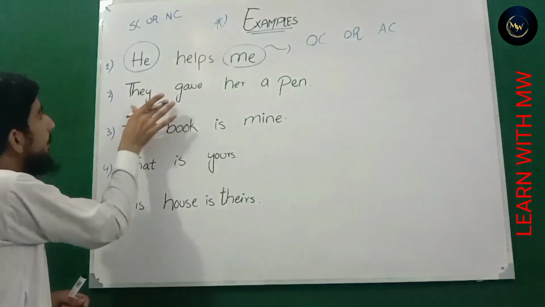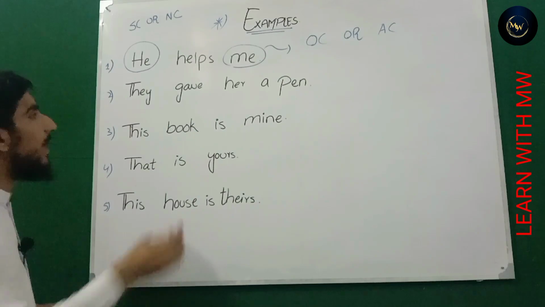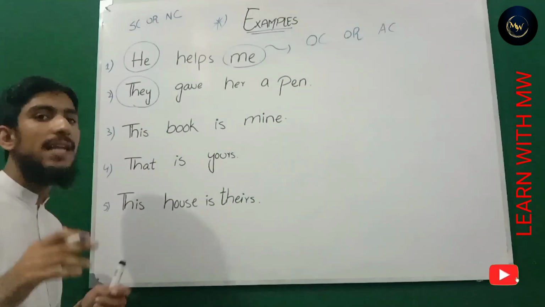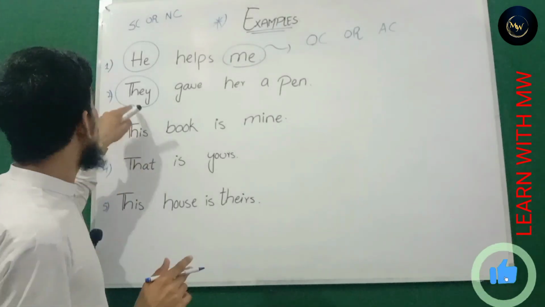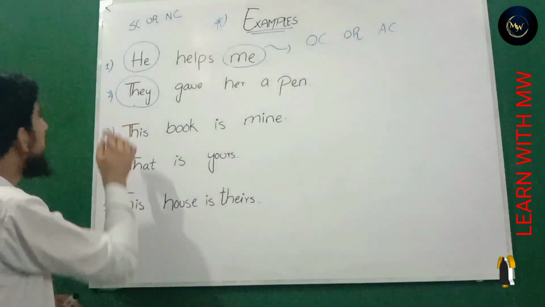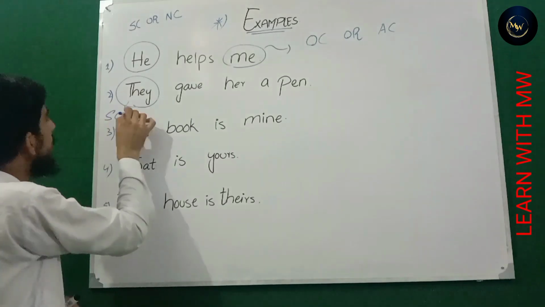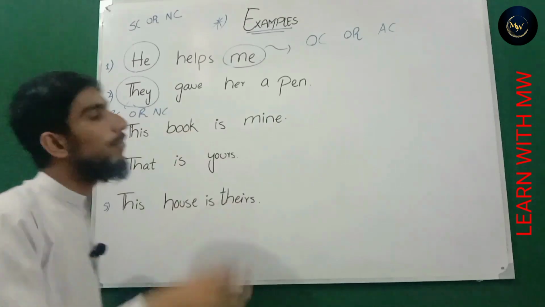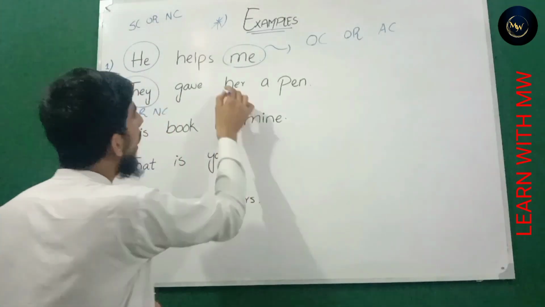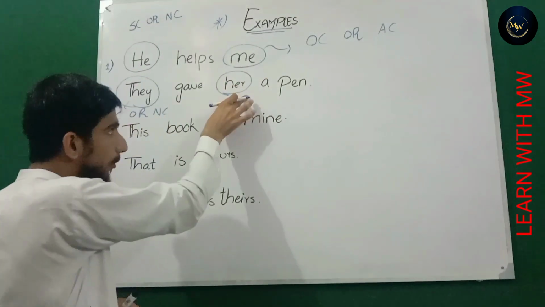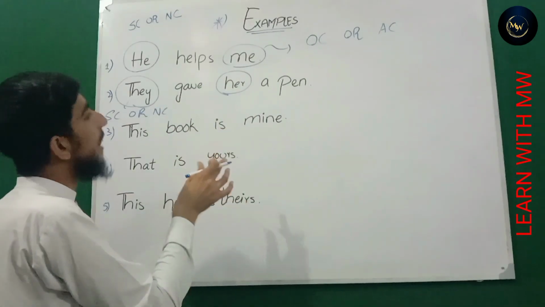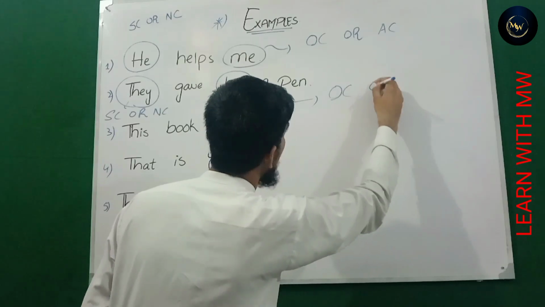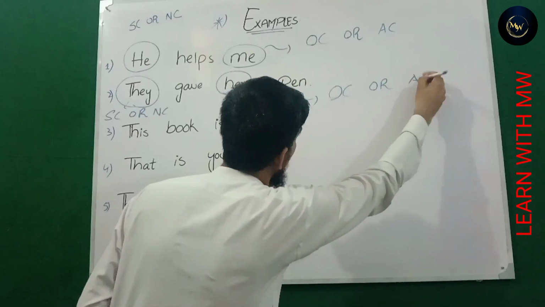Now look at this example. They give. Who gave? The answer is they. This is the subject because it answers the question who, and they is also a personal pronoun. So they in this example is in subjective case or nominative case. Now, they give a pen to whom? The answer is her. Her is a personal pronoun, and in this example her is acting as an object. So her is in objective case or accusative case.